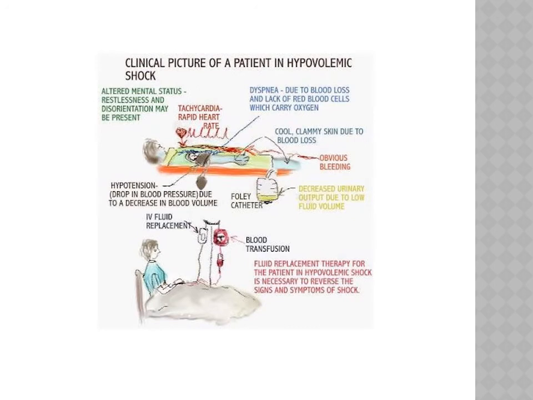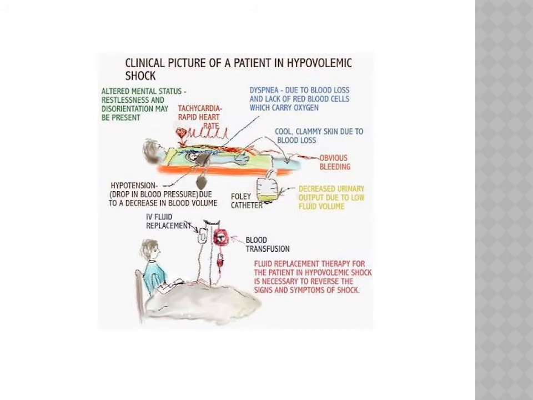So this is a diagram here talking about the clinical picture of a patient in hypovolemic shock. And remember that hypovolemic shock is usually a result of a decrease in volume. Bleeding would be one of the most common causes. And so sometimes we can see signs of obvious bleeding. Other times we cannot. Sometimes the bleeding may be internal. So rapid heart rate and low blood pressure would be two of the vital signs that we would observe for a patient in hypovolemic shock.